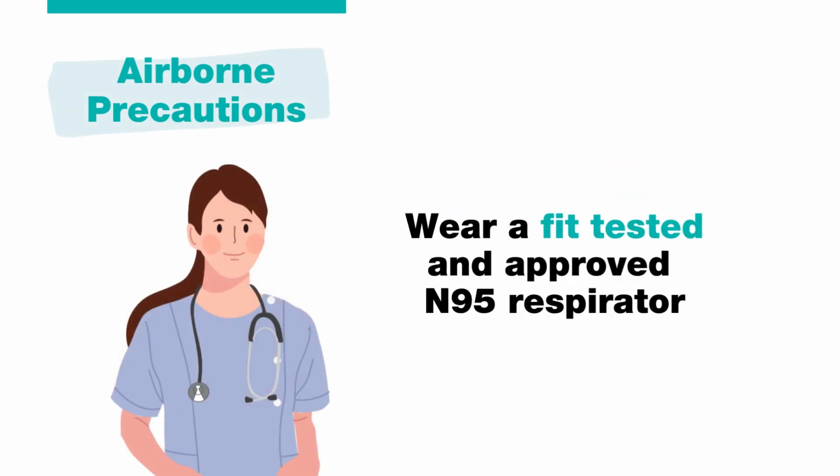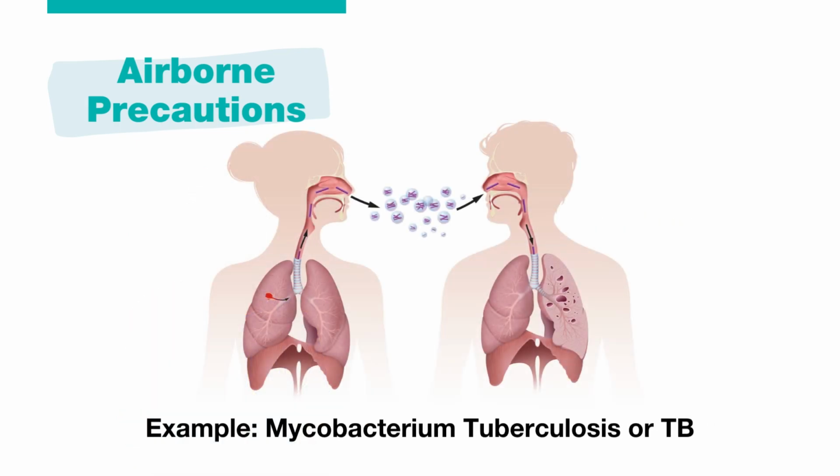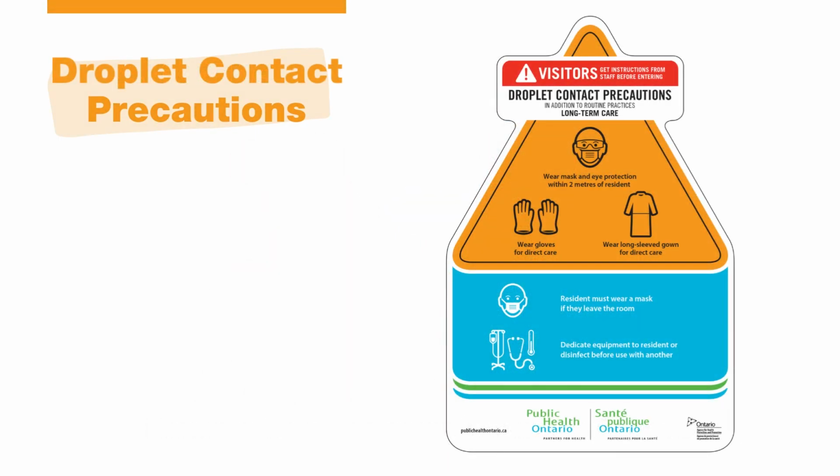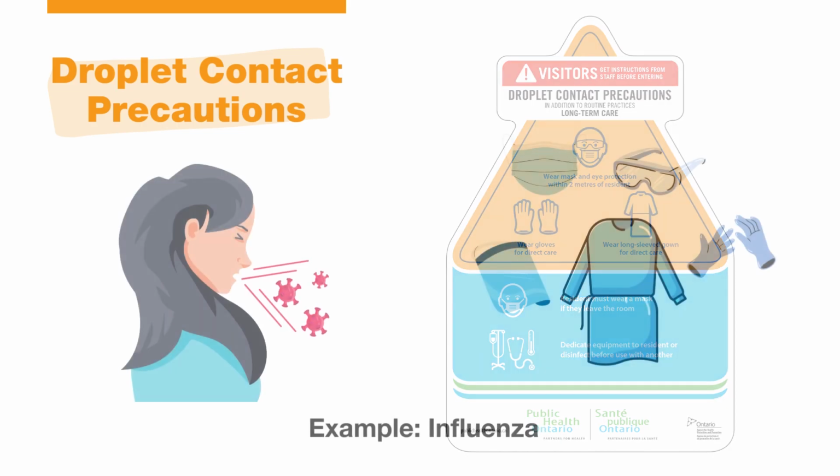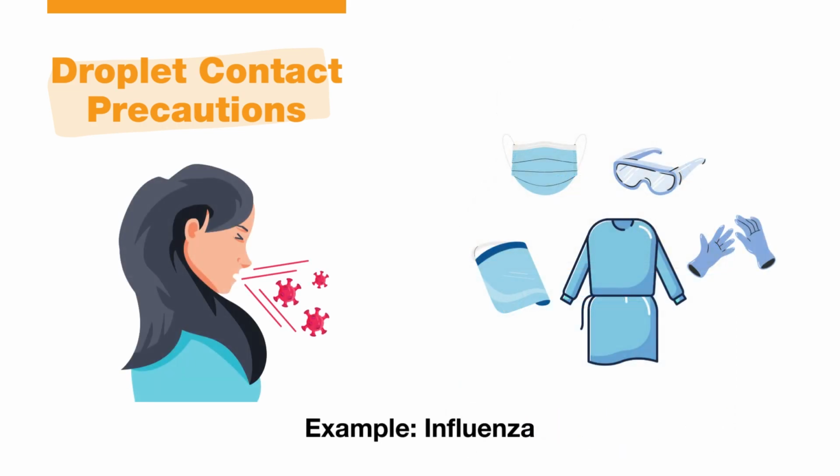For airborne precautions, it is recommended that you wear a fit-tested N95 respirator. An example of an infectious disease that spreads by airborne transmission is Mycobacterium tuberculosis, or TB. Be aware that some germs can be spread by more than one route, meaning more than one category of additional precautions is required. For example, influenza requires both droplet and contact precautions.